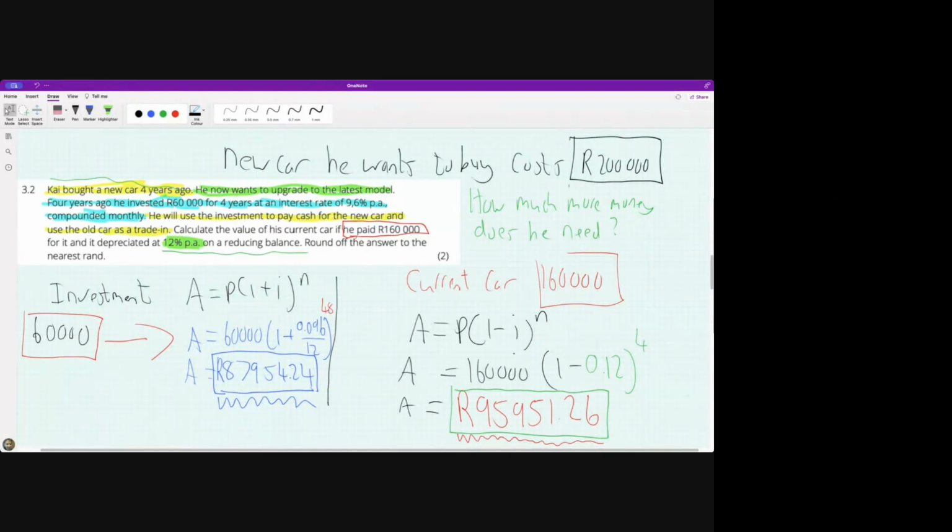See if you can, how much more money does he need to afford the car? Or maybe if he's lucky, he can afford the car and have some money left over to go to Steers. Who knows? You do the maths.